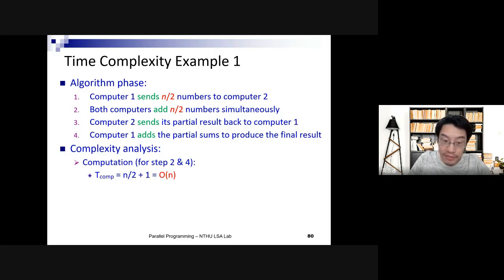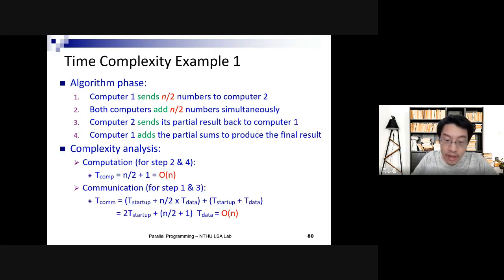Although it's faster, it looks like it's still the same as the sequential code. That's because we haven't taken into account the number of processors yet. Okay, so so far it looks similar.